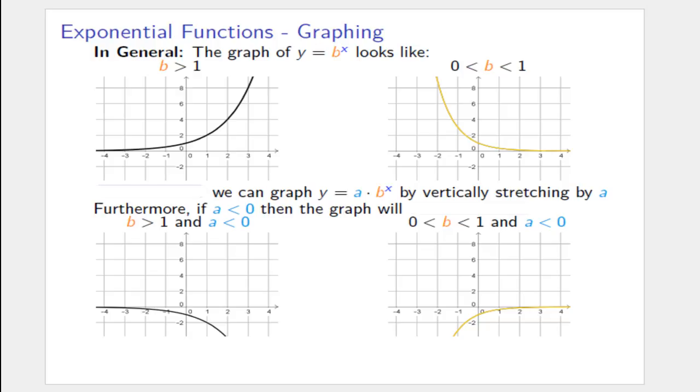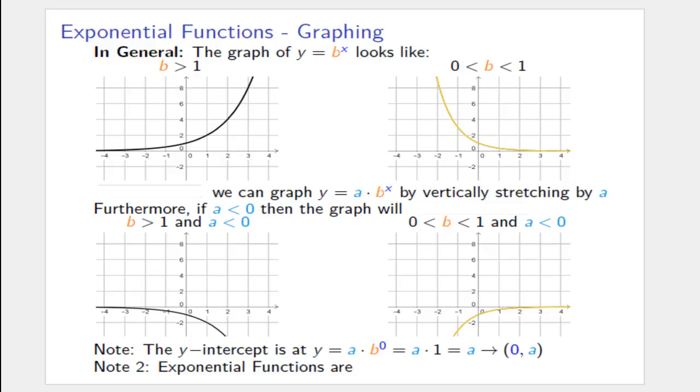Before moving on, I would like to make two observations. First, the y-intercept is when x is 0. So y equals a times b to the 0. But because b to the 0 is just 1, this is a times 1, or a, leading to the y-intercept 0, a. In addition, we can see from the graph that these exponential functions are 1-to-1, which will be helpful when we want to find their inverse later.